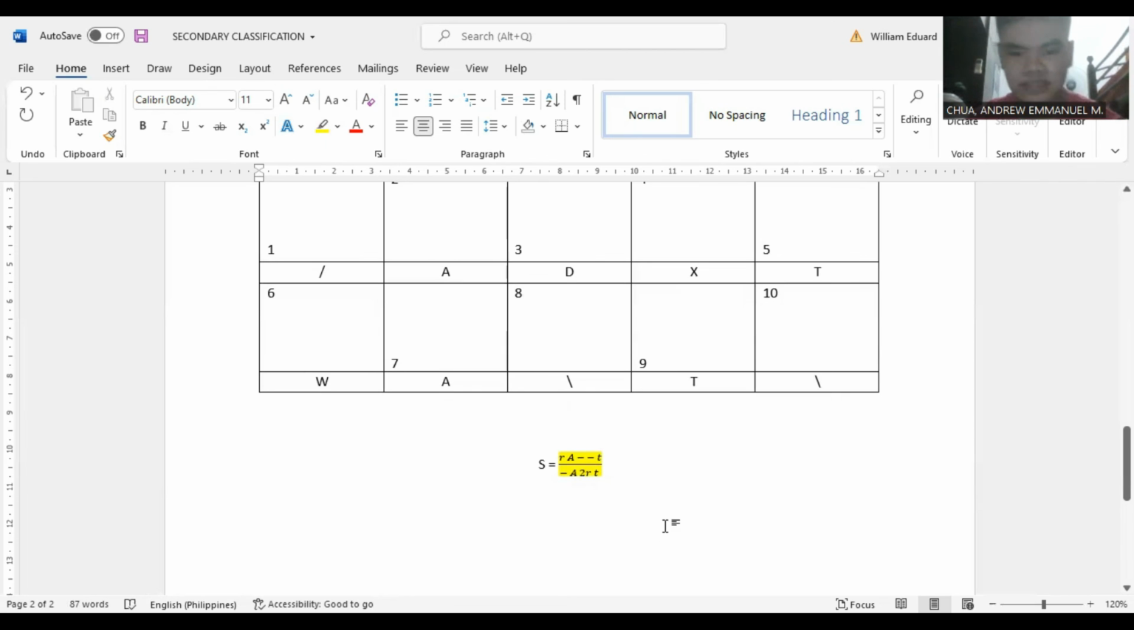This is the answer: r a dash dash t over dash a 2r t.